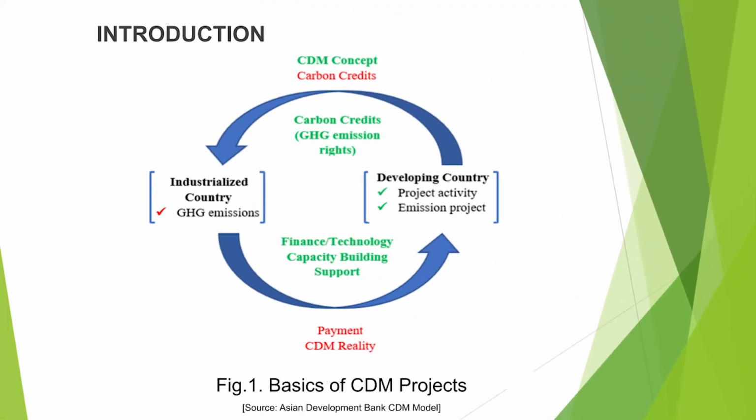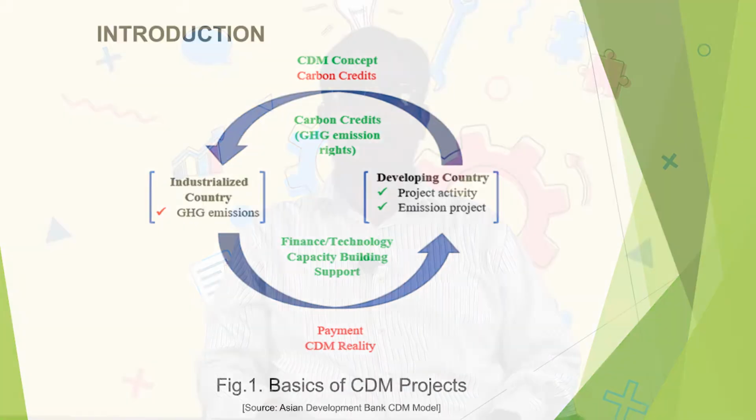With the help of this figure, you can understand how these CDM projects can be executed or implemented. Here on the top, you can see the CDM concept, which is basically related to carbon credits. On the left hand side, there is an industrialized country which is looking after the greenhouse gas emissions, and the target country is the developing country in which we are going to reduce the emissions with the help of this CDM concept.